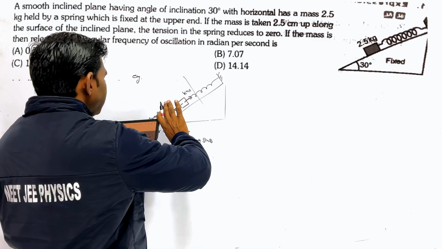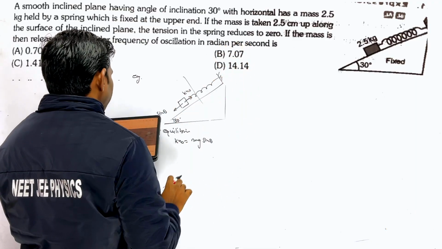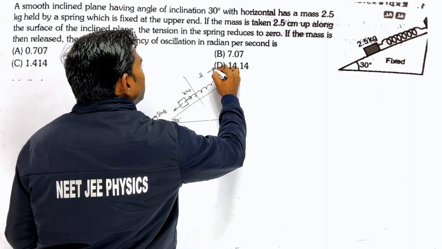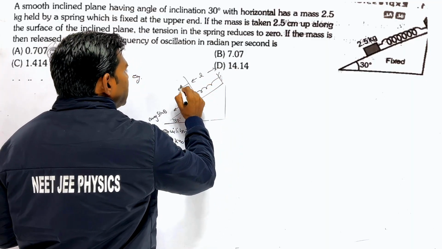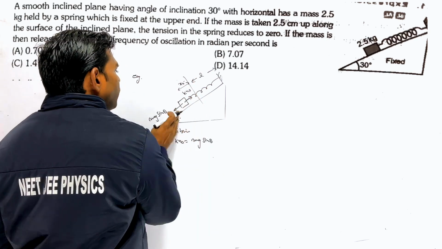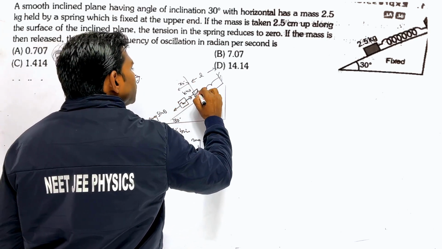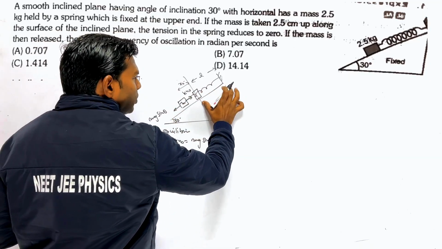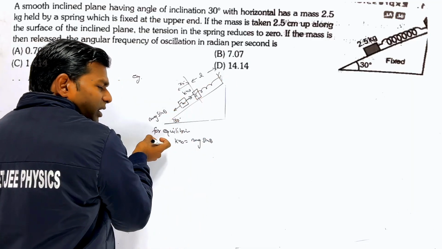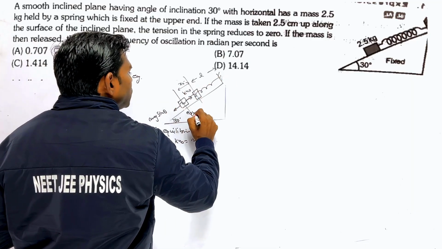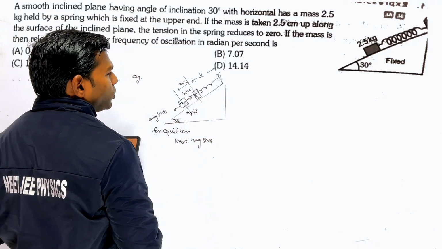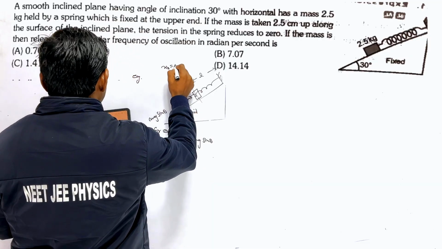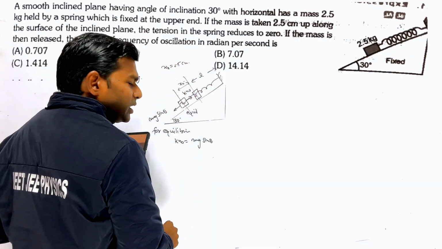Now what is happening if the mass is taken 2.5 centimeter up? The tension in the spring reduces to 0. Obviously, if it was the natural length of the spring and this is the extra elongation x naught, so when this mass is taken to this point, what is the spring force? Because of this weight it moved down, and now this is the equilibrium position. Are you getting or not? This is the equilibrium position. So you tell me, this x naught is given as 2.5 centimeter or not? Is it clear or not?